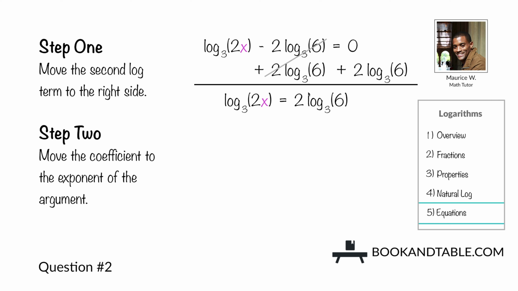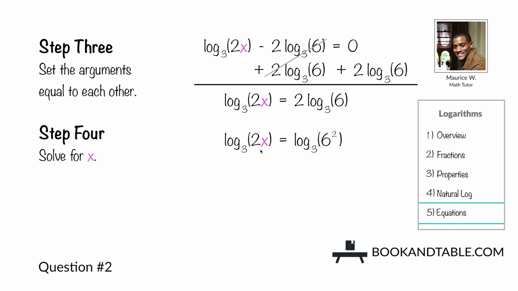So this now allows us to have one log on each side, and they both have a base of 3. We want to move this coefficient 2 to the exponent of the argument 6 here, which would make the argument 6 squared. And now, since we have a log base 3 on the left side and a log base 3 on the right side, we can set the arguments 2x and 6 squared equal to each other. And now we can solve for x.